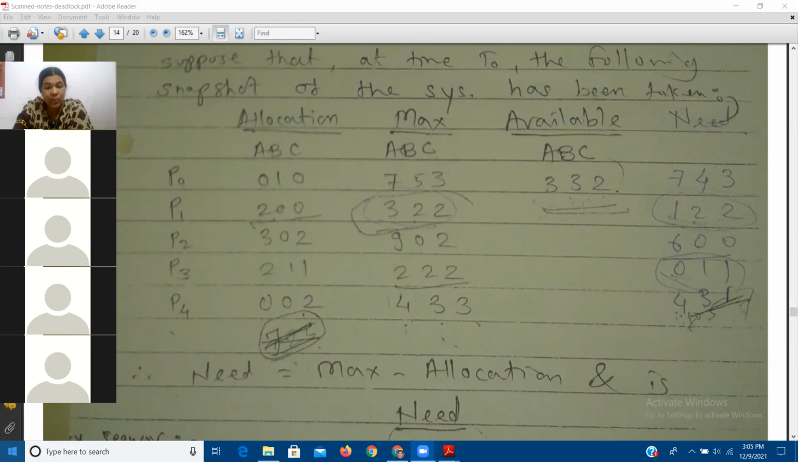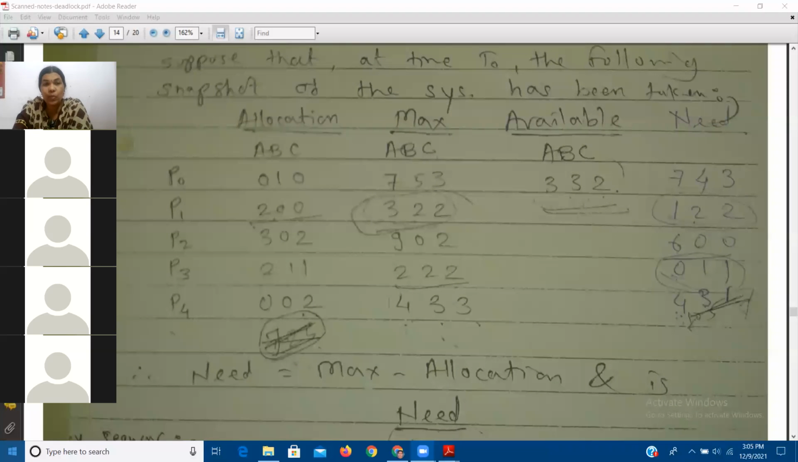After completion of P1, available is now 5, 3, 2. So as available is 5, 3, 2, which next process are we able to choose? Which will be the next process we have to choose in the safe sequence? Process P3. Good. Process P3.